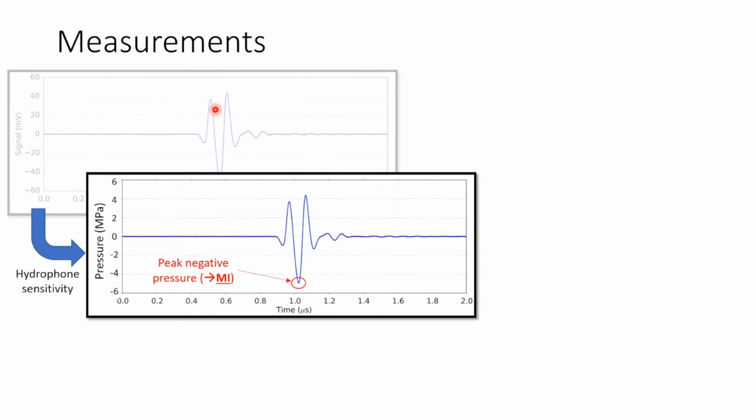Using the hydrophone sensitivity from our calibration, we can convert this signal voltage to a pressure, in this case in megapascals. So now it looks exactly the same, and as Jim had mentioned, MI is a pulse parameter, so just from this one conversion of signal to pressure, we can now pretty quickly calculate our mechanical index, and that comes from the peak negative pressure observed right here.